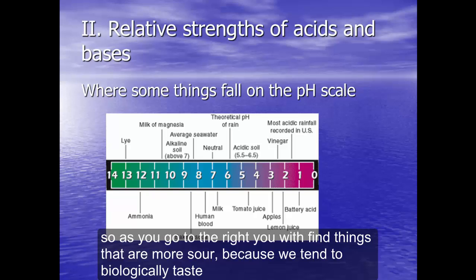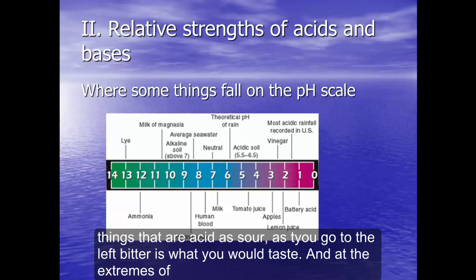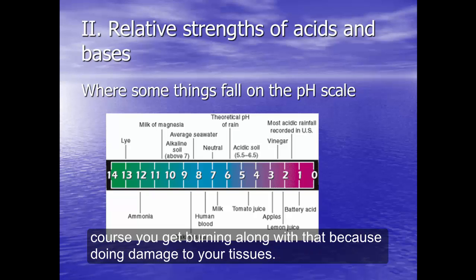So as you go to the right, you'll find things that are more sour because we tend to biologically taste things that are acid as sour. As you go to the left, bitter is what you would taste. And at the extremes, of course, you get burning along with it because it's doing damage to your tissues.